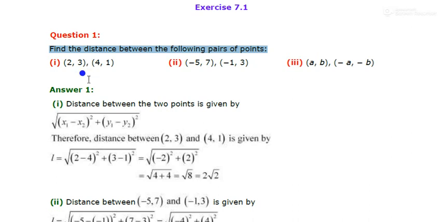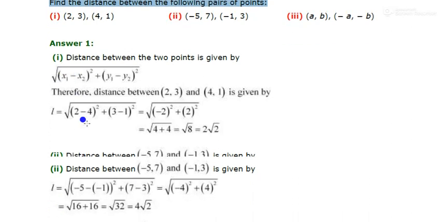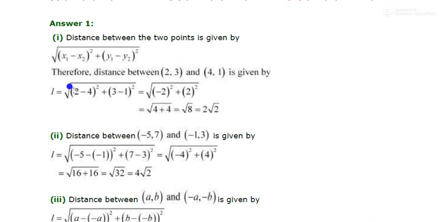So we have to use this formula, under root (x1 minus x2) whole square plus (y1 minus y2) whole square, and we have to put these values x1, y1, x2, y2 in this formula. So let us start to put the values in this formula. x1 is 2 and x2 is 4, so 2 minus 4 whole square, then y1 is 3 and y2 is 1, then 3 minus 1 whole square.